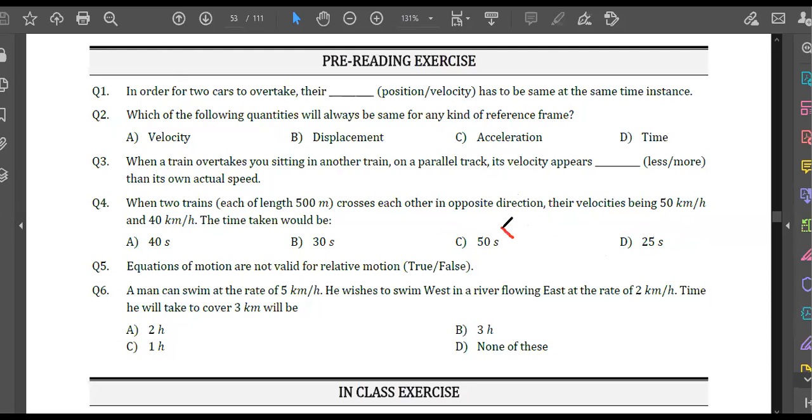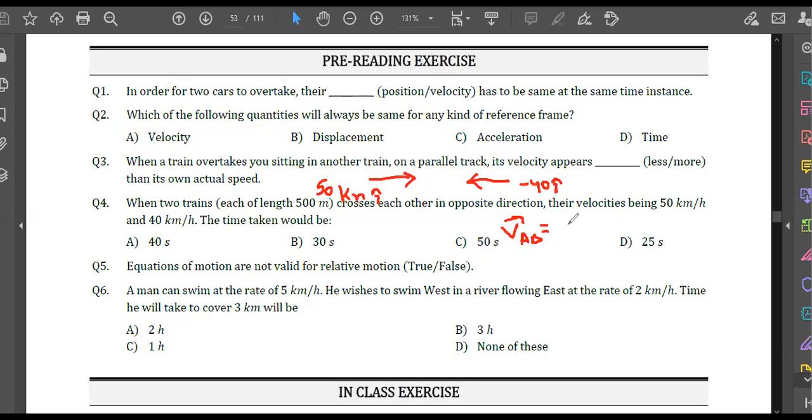Just think about this. Velocity of A with respect to B. Now A is moving in this direction. The velocity is 50 kilometer per hour, so it is 50 i cap. But B is moving in this direction, so this is minus 40 i cap. Got it? So let's see.